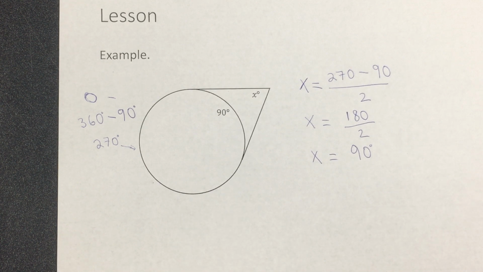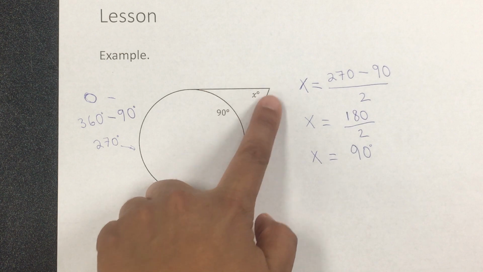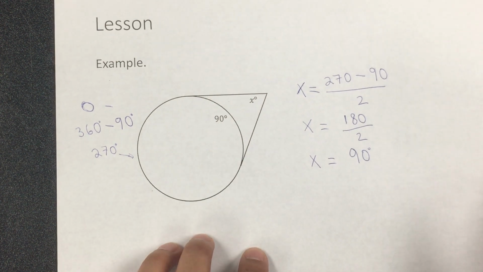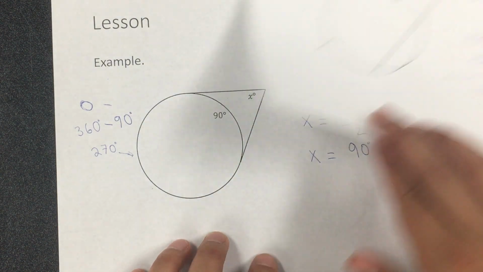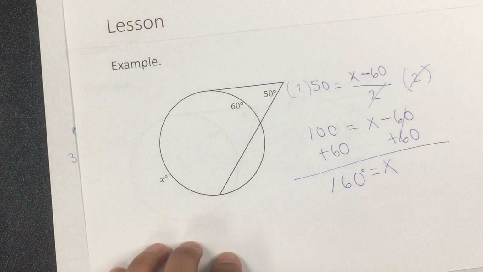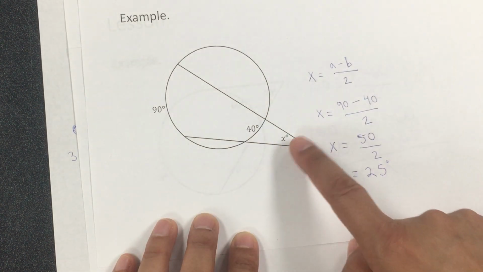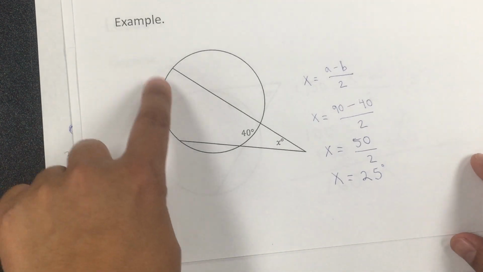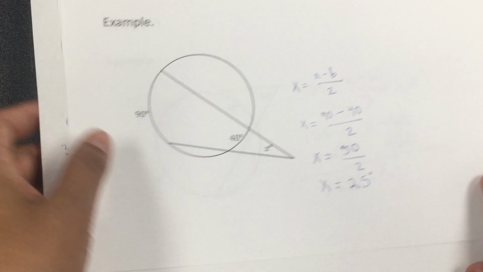Okay, that's when you have secant lines or tangent lines. Okay, the lines go outside of the circle and form an angle outside. See, it forms an angle outside. That's the rule. A minus B divided by 2 to find that outside angle. A minus B divided by 2.